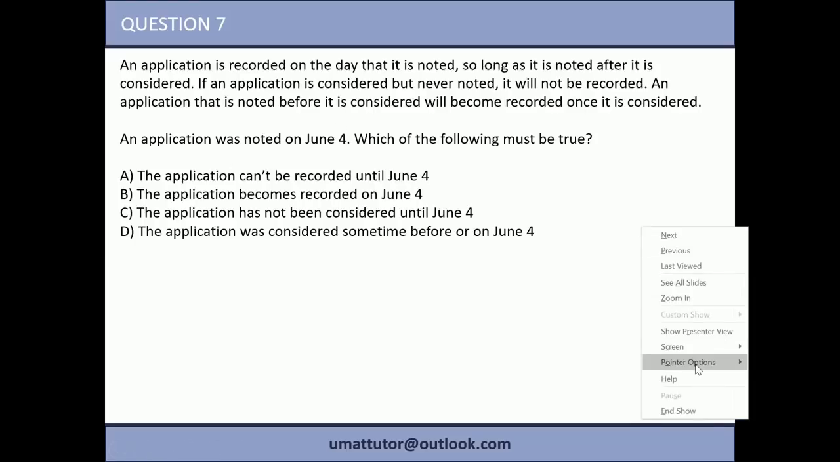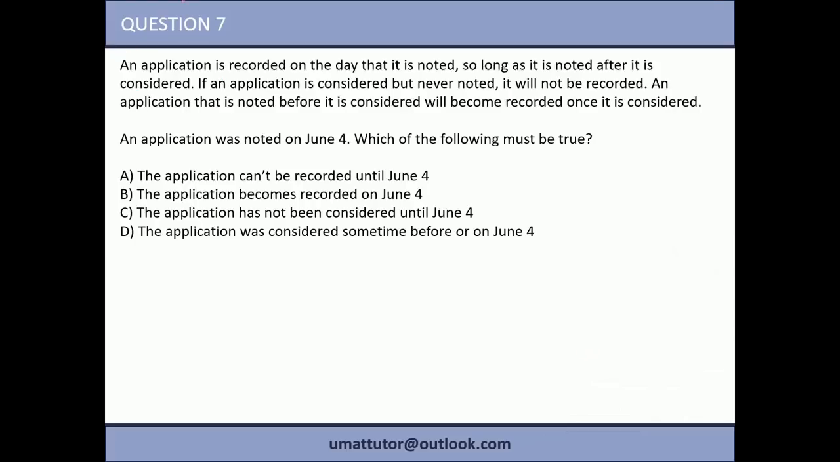So the first one is just that first sentence, which is saying that an application is recorded on the day that it is noted. So I'm going to begin by just drawing an R and an N on the same level. So what I'm doing is basically sketching a diagram about how things happen over the course of time. So the earlier something happens, the higher up I'll put it, and as time progresses, I'll work gradually downwards. So because it says here that an application is recorded on the same day it is noted, I'm putting the N and the R for noted and recorded on the same height, the same level.